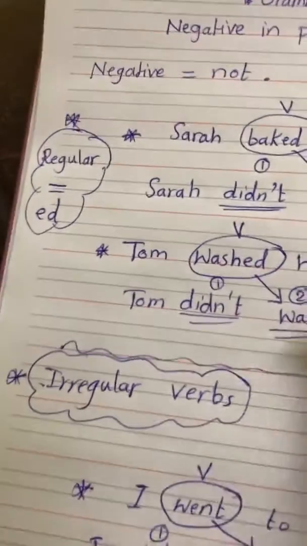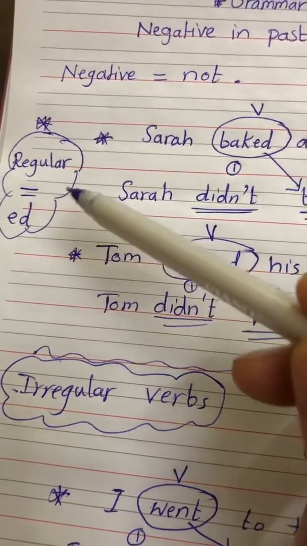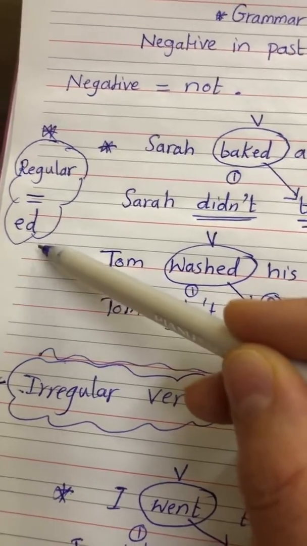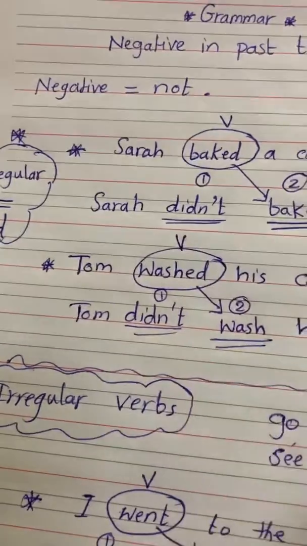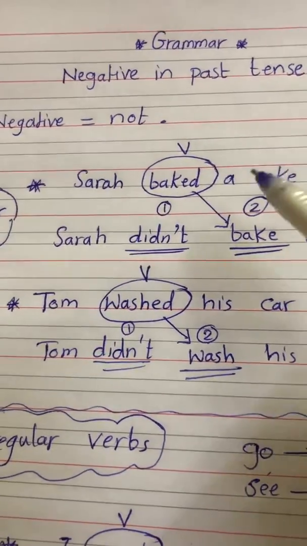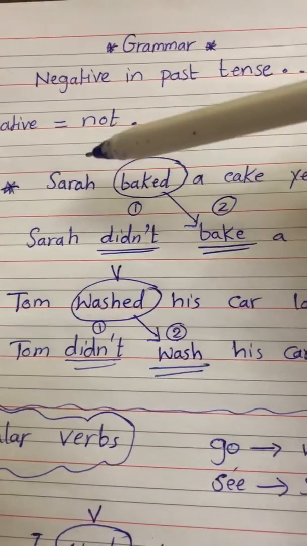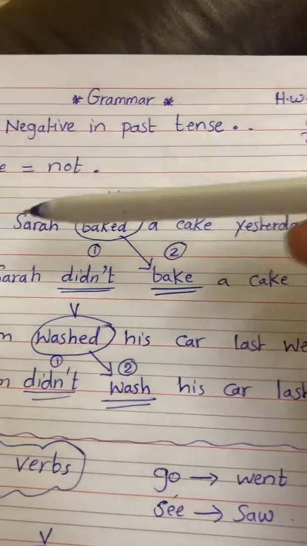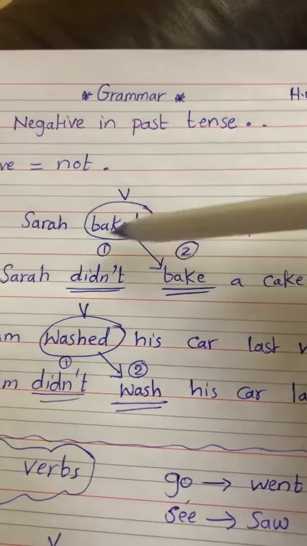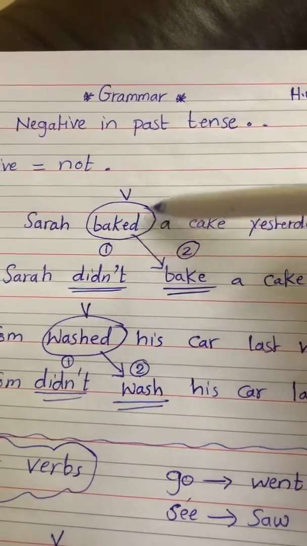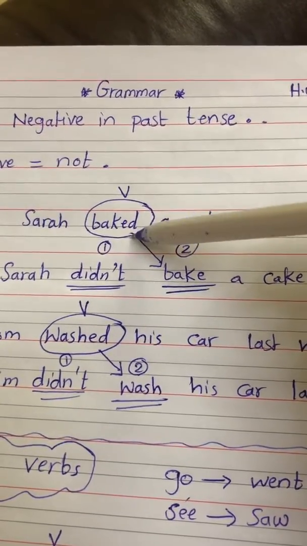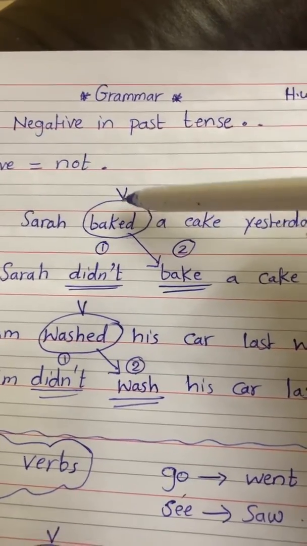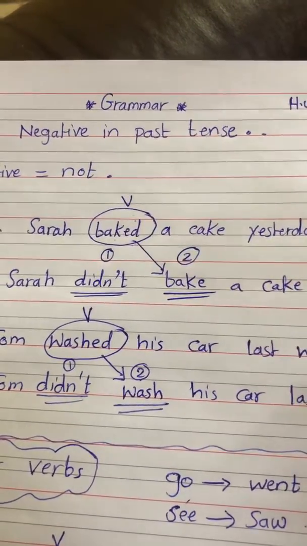Okay, so here we have to start with regular verbs. It means the verbs that have ed at the end. Then we will move to the irregular one. Let's see the first sentence. Sarah baked a cake yesterday. Look here at the verb baked. There is ed at the end, so I circle it because I want to circle the verb in the sentence.